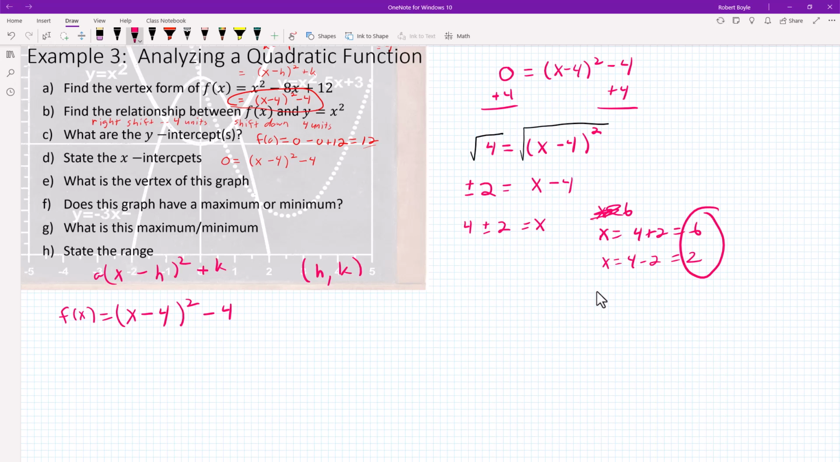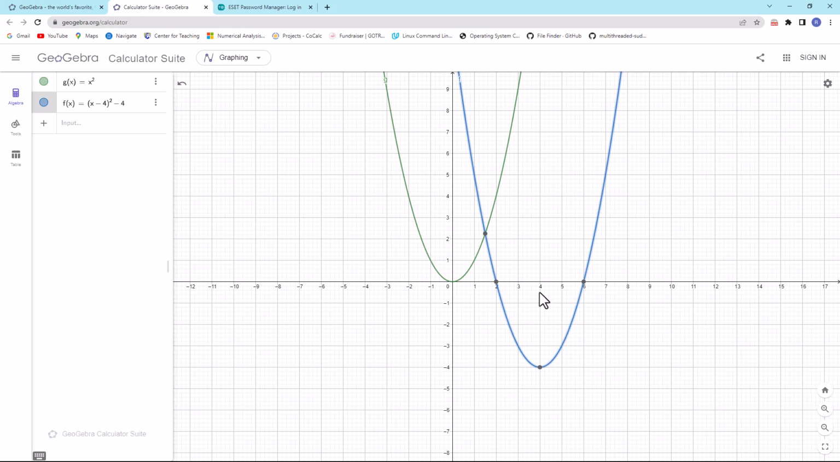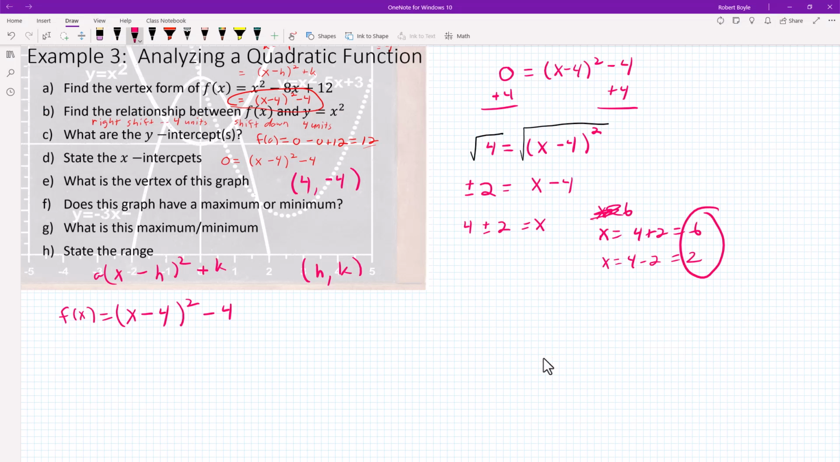So in this particular case, the vertex is going to be, well, h is 4, and k is also minus 4. So the vertex is going to be (4, minus 4). Once again, does that make sense? Of course it does. There's the vertex, (4, minus 4).